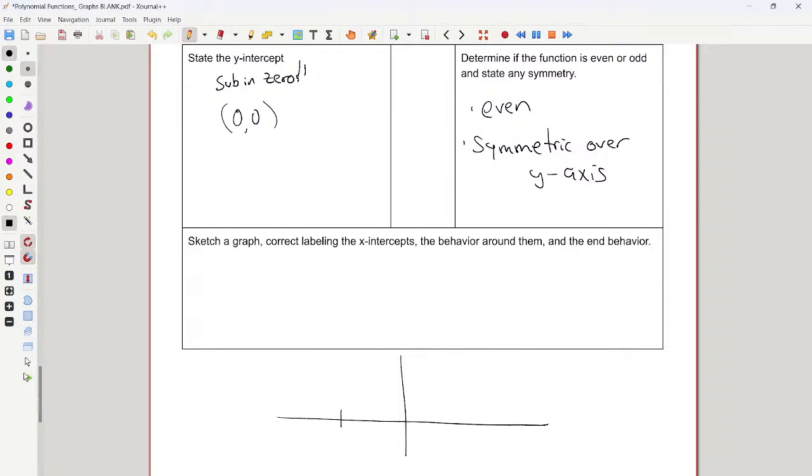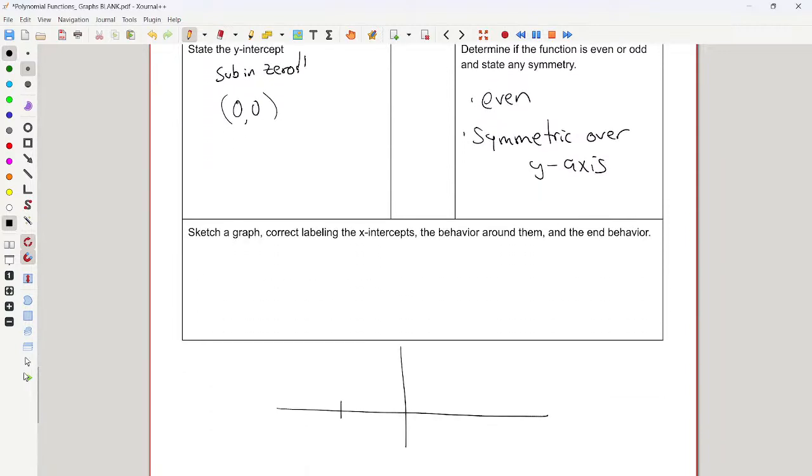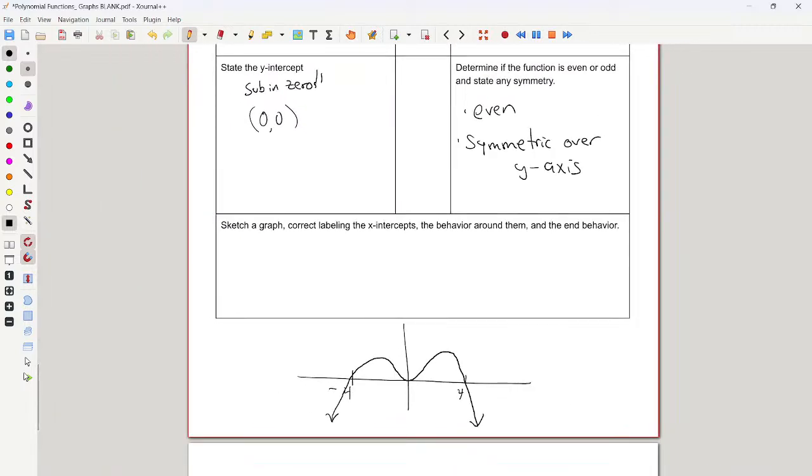So a quick sketch, that's all we need, nothing perfect. Down here, come up to 0 and bounce. Again, it doesn't matter how high or low you go. And then you're going to cross at 4 again. It's falling on both ends. The y-intercept, the x-intercepts: cross, cross, turn.